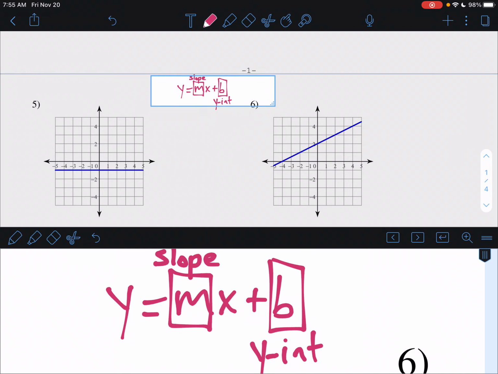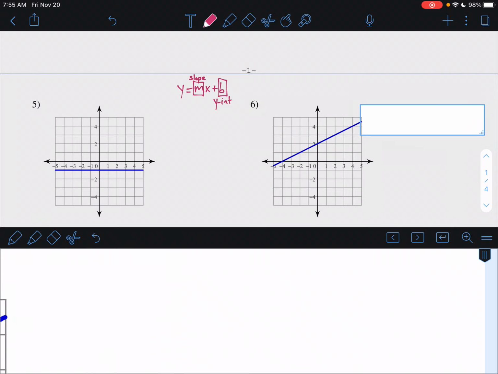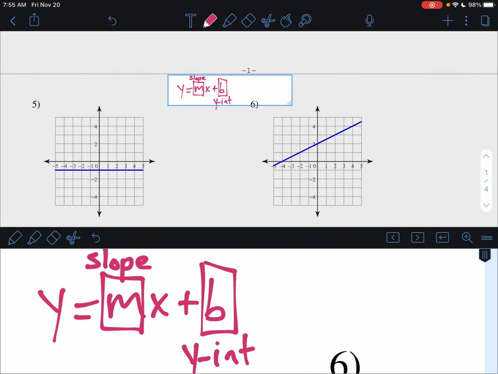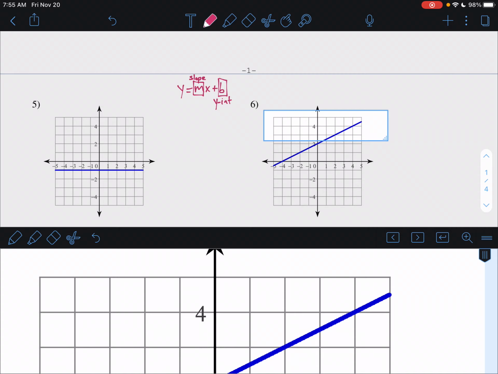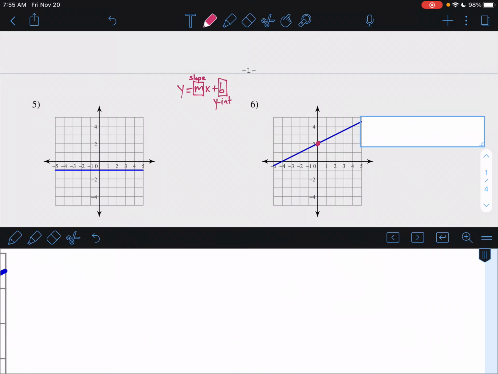So every single equation I'm going to be writing, I'm going to keep the x and the y, but the m and the b, I'm just going to replace them with numbers. We're not going to do number 5, but we'll do number 6. So number 6, the first thing I can identify is my y-intercept. On my y-axis, it crosses the y-axis right here at 2, meaning that my y-intercept here is going to be b. So I'm going to have y equals mx plus 2, because 2 was my y-intercept.